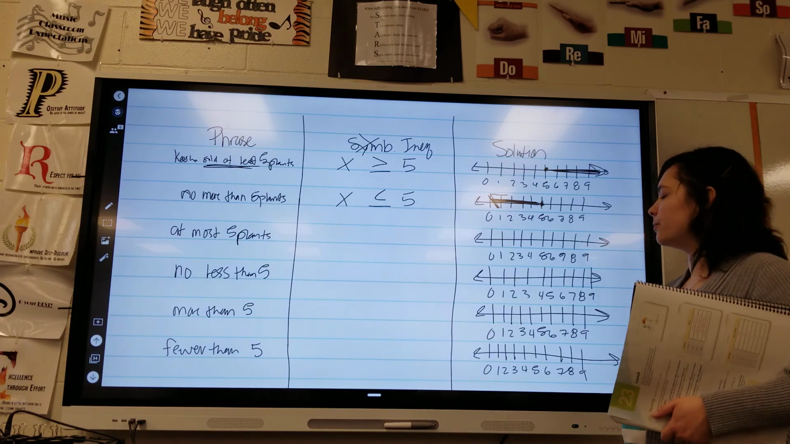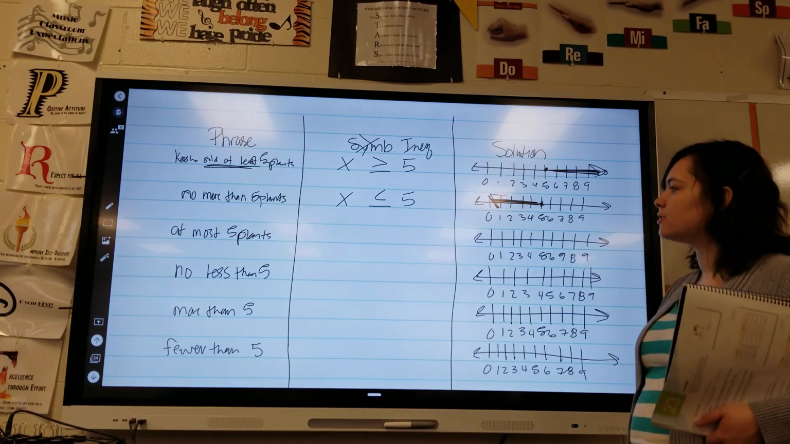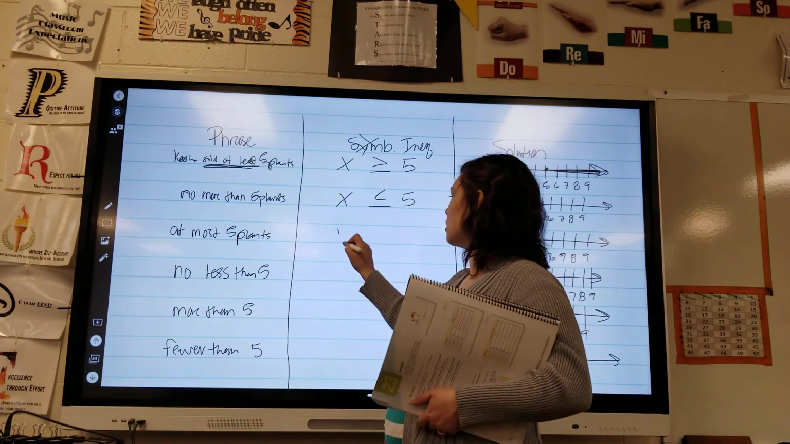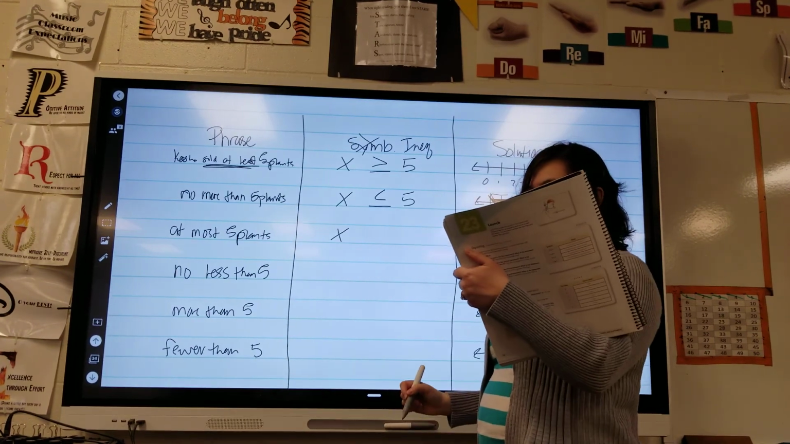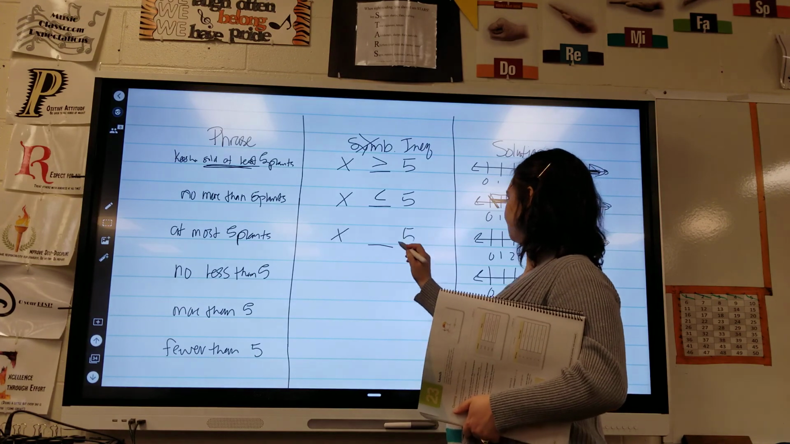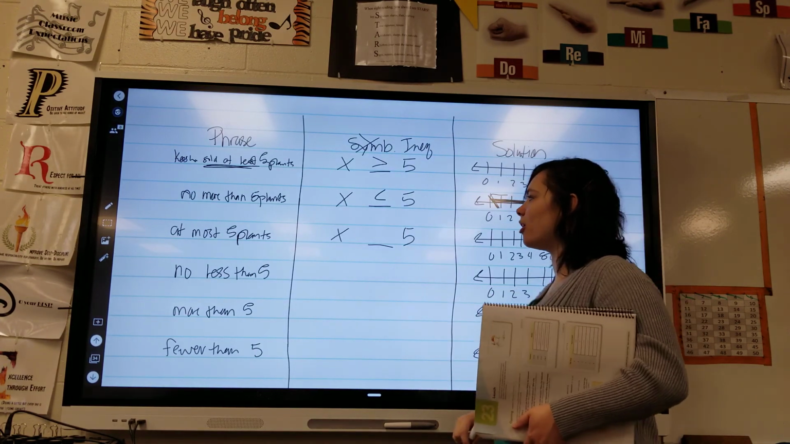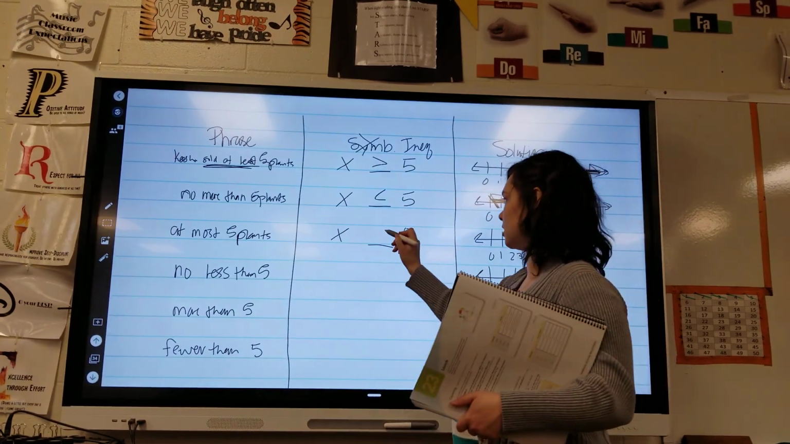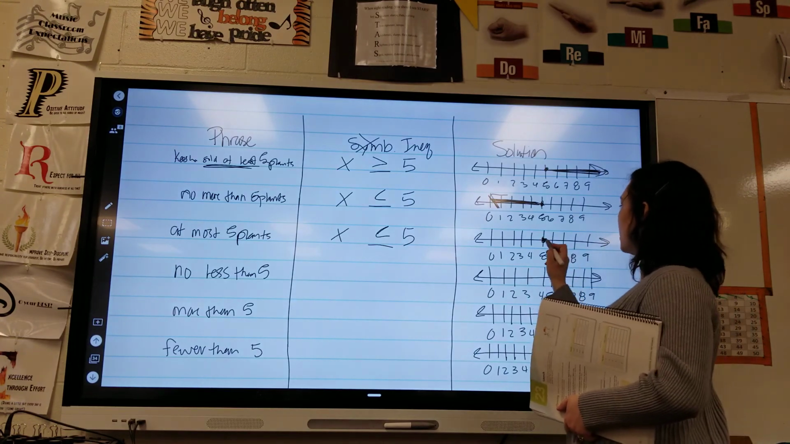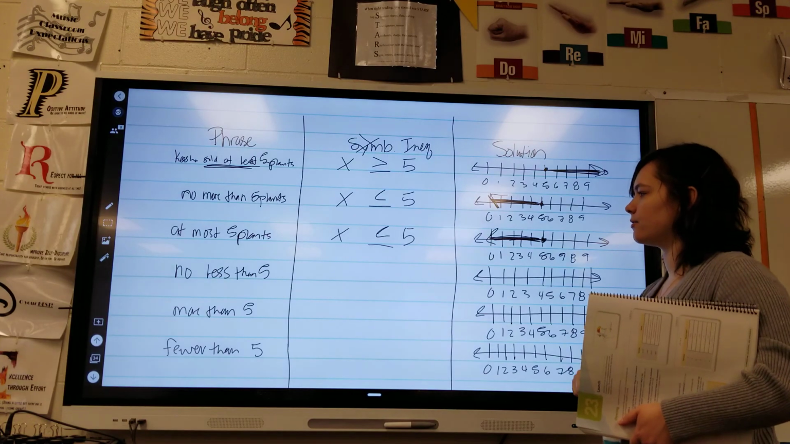So, less than or equal to 5. What about if she sold at most 5 plants? At most 5 plants. Well, she could also equal 5, right? At most, but she also could sell less. That's where you have to think through some of these. Less than 5. So x is less than or equal to 5.